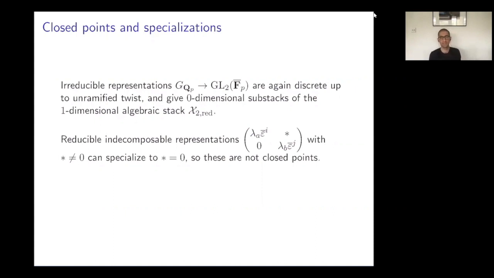So even though this is some finite type thing, if it was a scheme, I'd be looking at these points actually being closed, but they're not here, because I've got some specialization relation from the non-split extension to the split extension. So in fact, you can prove, it takes a bit of effort, but it's true that the closed points of our stack of d-dimensional representations are exactly the semi-simple Galois representations. This example shows you that the non-semi-simple things have no hope of being closed, because you can always scale your extensions down to the split case, but it turns out the semi-simple ones are in fact always closed.